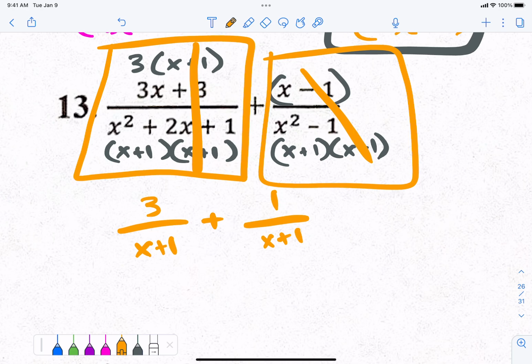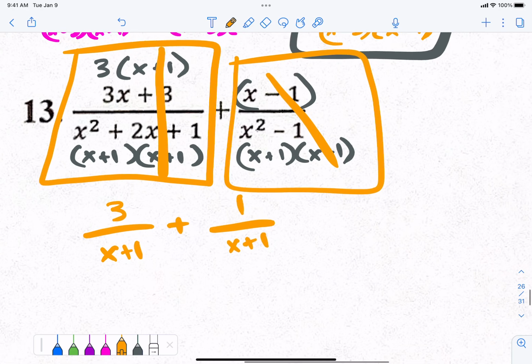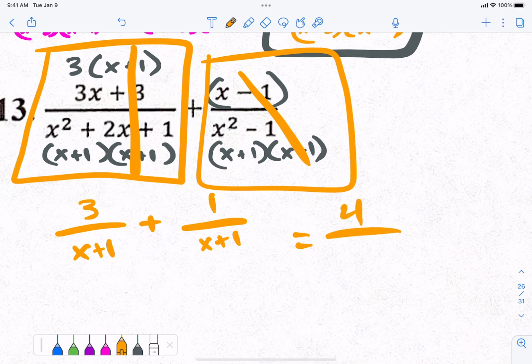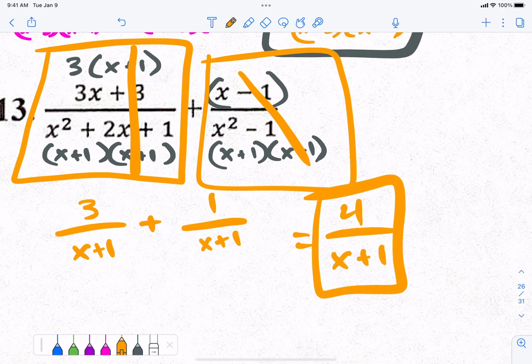Now take a look at what's left over. 3 over x plus 1 plus 1 over x plus 1. It already has a common denominator, right? Look at that: 4 over x plus 1. That's pretty simple. That was weird. That's not the way we normally do it, but the 2 pieces they were giving you were not reduced to start with.